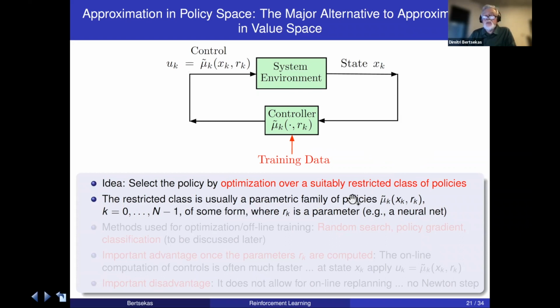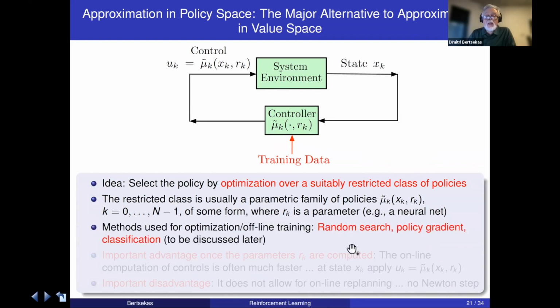So that's the usual structure of the controller, a parametric family of some form, in our case with a parameter. The methods used for optimization are the garden variety of optimization methods: random search, gradient type of methods, policy gradient methods they're called. And also methods that are used in machine learning for classification, as we will discuss shortly. So there's a large variety of methods.